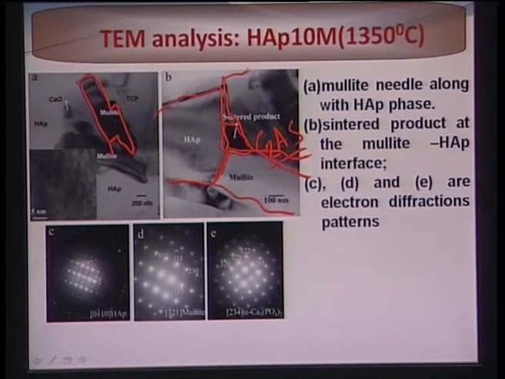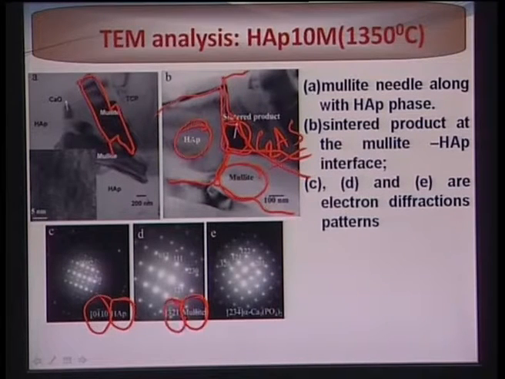And you have another tricalcium phosphate. Now, if you know the microscopy well, then if you take the selected area diffraction pattern from the individual hydroxyapatite or mullite or the sintered reaction product, then you can confirm the presence of all these phases. You can index it just like you can index the XRD phases. Similarly, you can index from the selected area diffraction pattern, and that is what has been done here. You can see this is the zone axis and this is the hydroxyapatite. From mullite, this is the zone axis, and from alpha tricalcium phosphate, this is the zone axis.